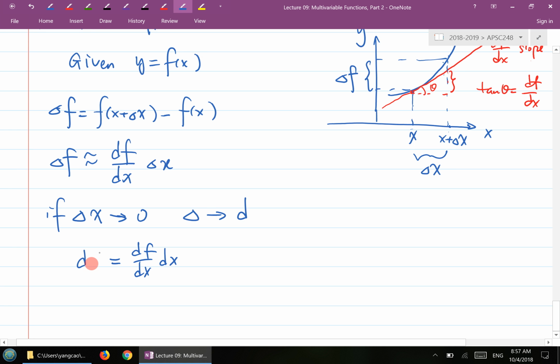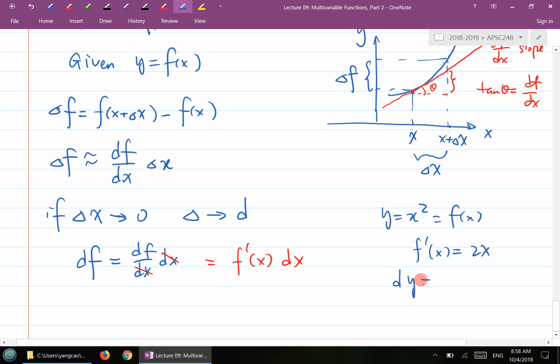So we actually use small df to represent this accurate description, which is accurate because you can cancel these two here. But I would rather write it like this: df equals the derivative f prime times dx. Very much like this example: if I have y equals x squared, then this is f of x. I know f prime of x is 2x. Then I would write df equals 2x times dx. Okay, this is the idea.